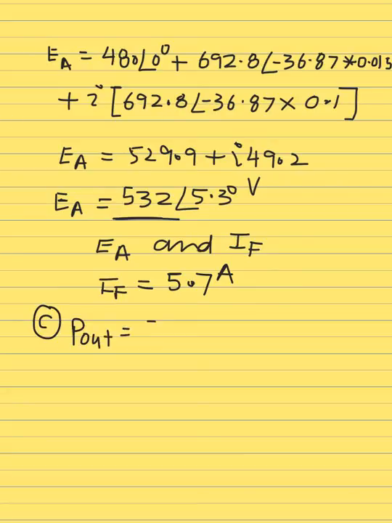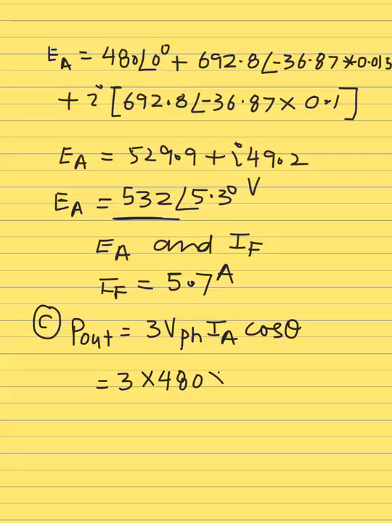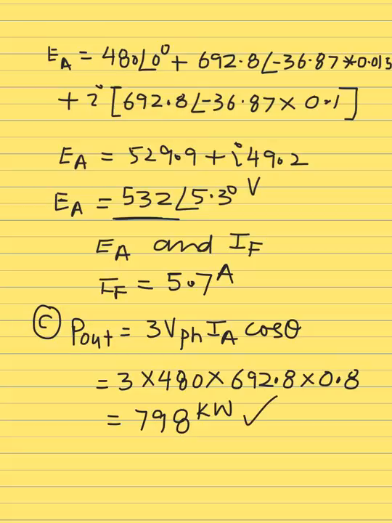So the P out is given by 3 V phase IA cos theta. Let's substitute all the values. 3 V phase is 480, and for this condition the current was calculated as 692.8, and it's running at a power factor of 0.8. So that gives you 798 kilowatts. And so this is the power the generator is producing.